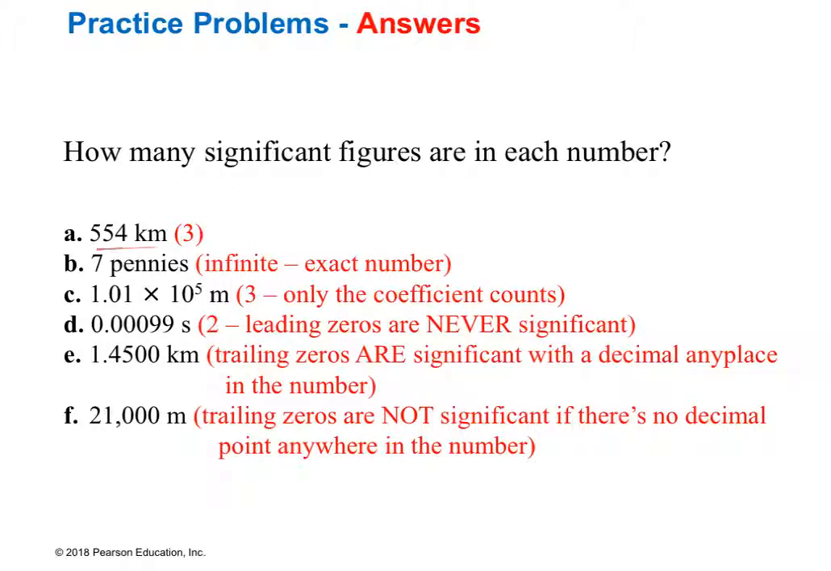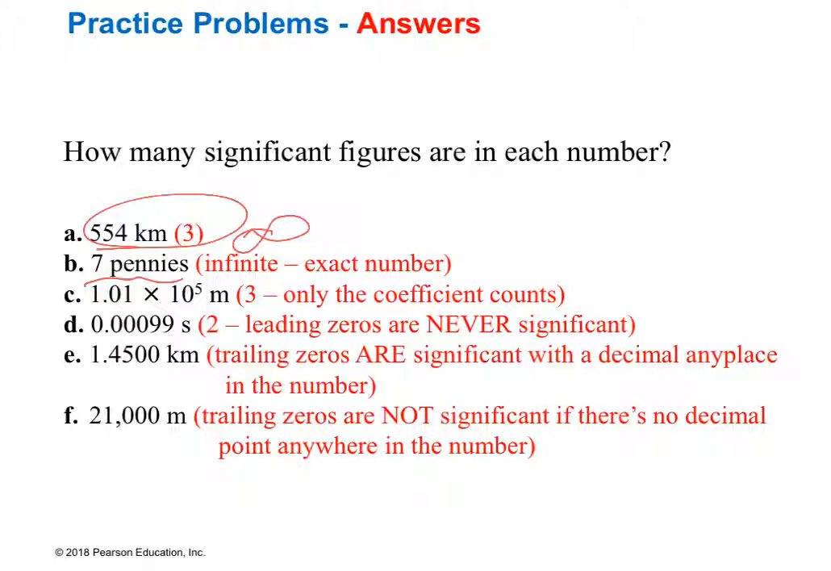All right, so the first one's easy. 3 sig figs, they're all non-zero numbers. This one may have tricked you, okay? 7 pennies. Pennies are something you can count, okay? You're never going to come up with 6.7 or 7.3. You're going to have exactly 7 pennies all the time, okay? That is an exact number, as anything you can count is. So it has infinite number of sig figs, which means you can pretty much ignore it.